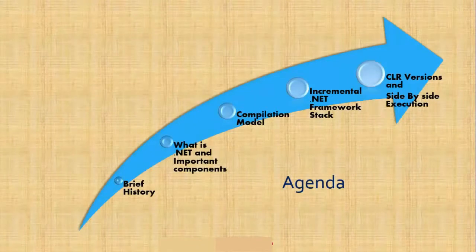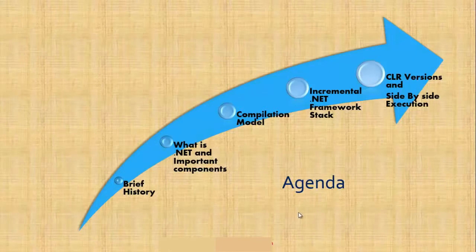In this session, we are going to discuss these points: a brief history of computing, the need of .NET and its important components, and the compilation model in .NET. We'll also see a detailed .NET Framework component stack diagram, which will help you to understand different components of the .NET Framework. And in the end, we'll have a quick look at different CLR versions and their side-by-side execution.